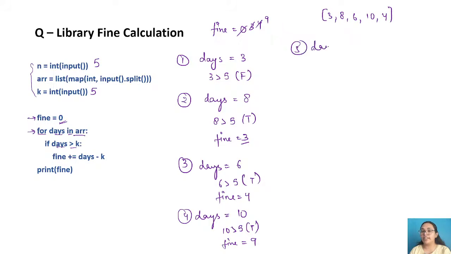Now we have the fifth loop. In the fifth loop, my days is equal to 4, right? Is my 4 greater than 5? No, it is not. So nothing is going to happen. And now the for loop is completed. Everything is done. Now in the end, you are printing the fine. So 9 as your fine will get printed as your answer.